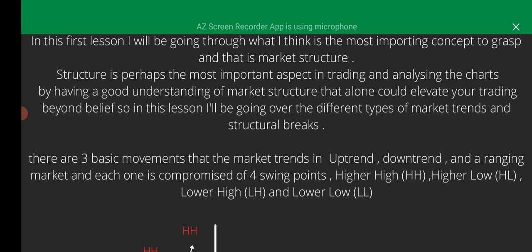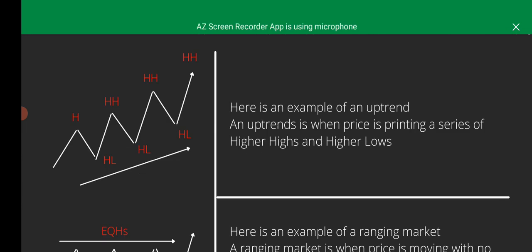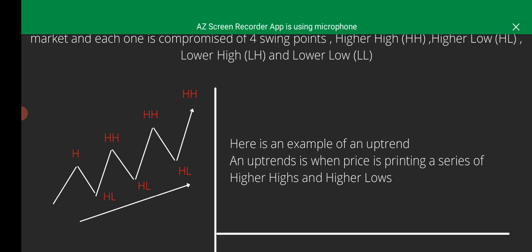That is market structure. But inside market structure, we will see what we call break of structure. We will see what we call change of character, and we will see how we create an uptrend, and how we can define a downtrend or a consolidation. So this is structure here, what you can see here.